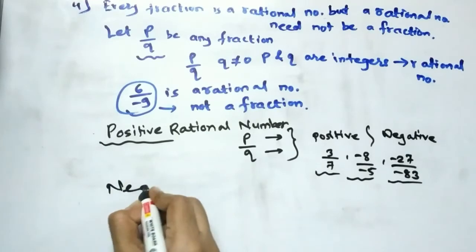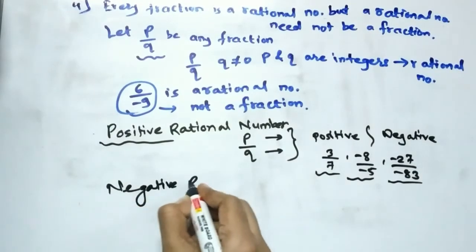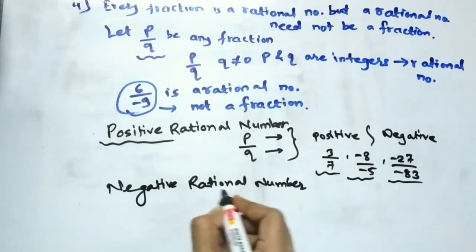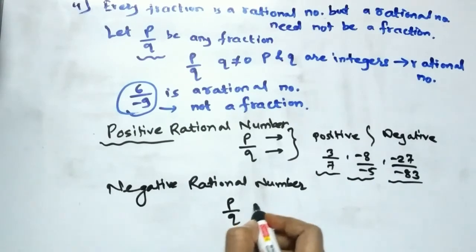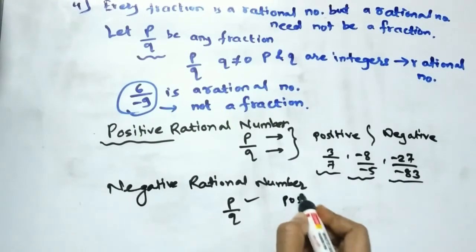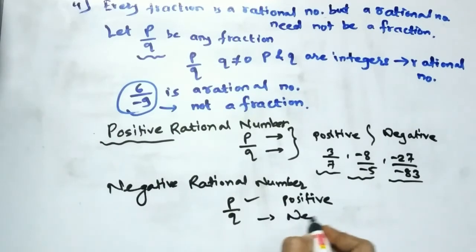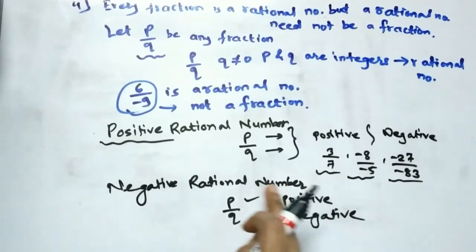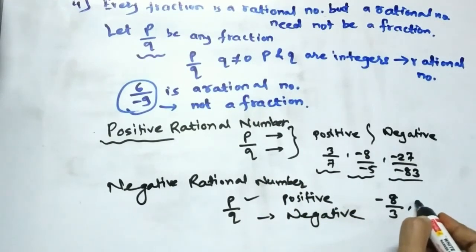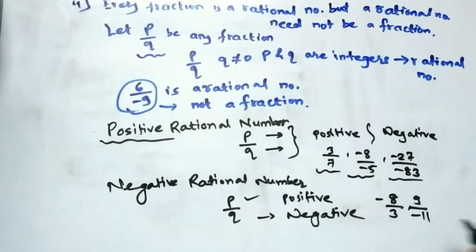And what is a negative rational number? In P by Q, if one of the numerator or denominator is positive, the other should be negative. If one is positive, the other should be negative. For example, minus 8 by 3, 9 upon minus 11. So these are positive and negative rational numbers. This is the introduction part. Thank you.